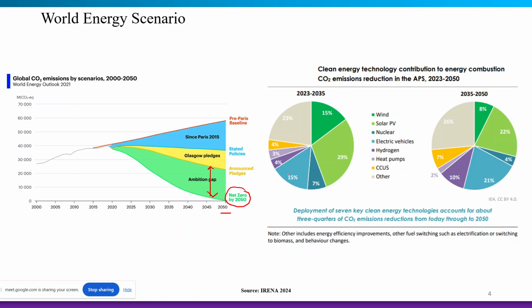Now, coming to clean energy technology, it consists of wind energy, solar energy, nuclear, hydrogen as a clean source, and also CCUS. You can see that as part of this, most is accounted for by solar PV. A lot of solar PV is installed as part of this renewable energy utilization. And when it comes to 2035 to 2050, we can see the largest contribution comes from other sources, which include energy efficiency improvements, other fuel sources such as electrification or switching to biomass, or behavioral changes. So it includes a lot of biomass conversion methods of electricity production.